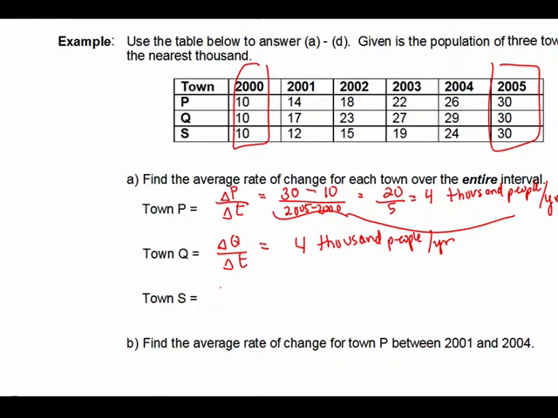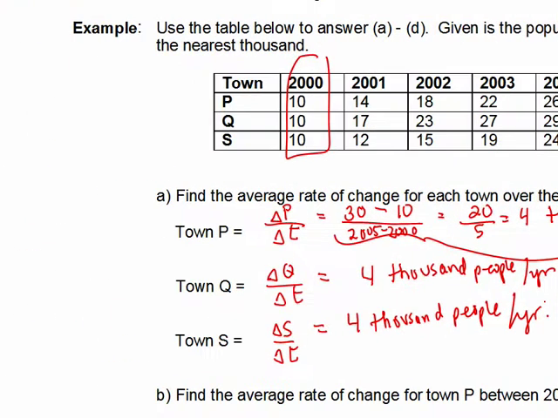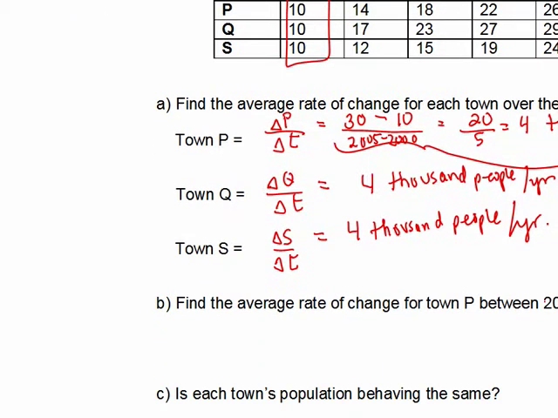Again, town S, delta S over delta T. And again, it's the same arithmetic. So again, I'm going to get 4,000 people per year. So all of these have the same average rate of change over the entire interval. But if we look at the remainder of the table, we will notice that they don't have exactly the same populations in each year. So as we look at the rest of the problem, let's see how that comes into play.